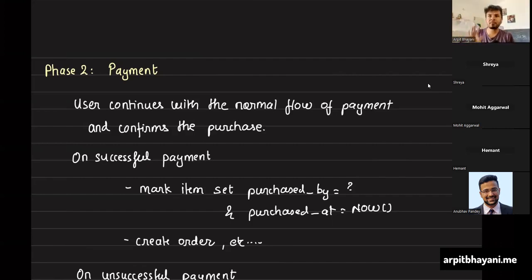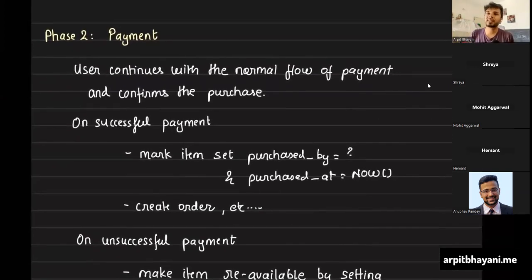Now your regular payment flow kicks in. Now the user continues to do normal payment. So in the physical world, what would happen? The user would go to the cash counter, hand over the card. There are two possibilities. Either the payment is successful. If the payment is successful, the shop owner would say, "Sir, congratulations," or "Ma'am, congratulations. Here's your phone. Here's your bag. Get out." So you set purchased by something.